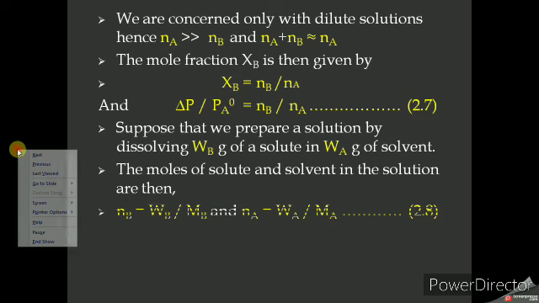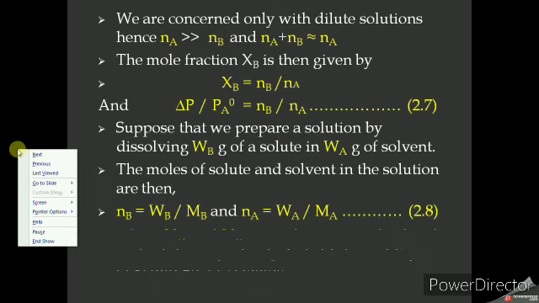So Na is equal to Wa divided by Ma, mass of that A component divided by molar mass, and Nb is equal to Wb divided by Mb. Okay, Ma and Mb are molar mass of solvent and solute respectively.